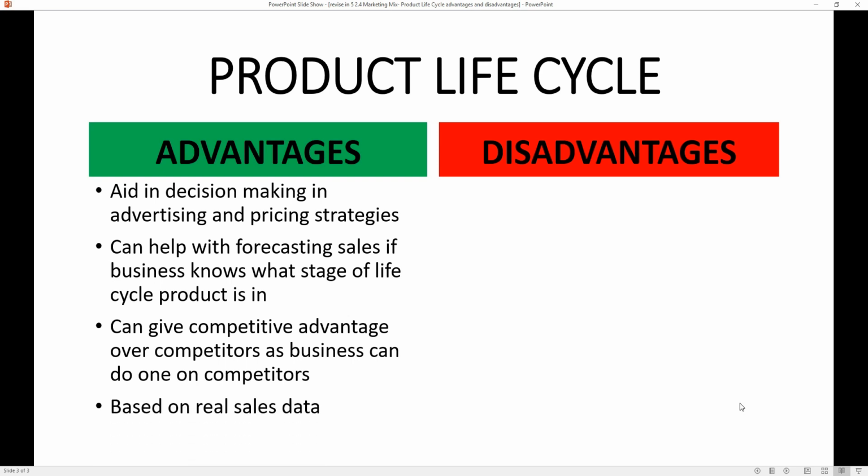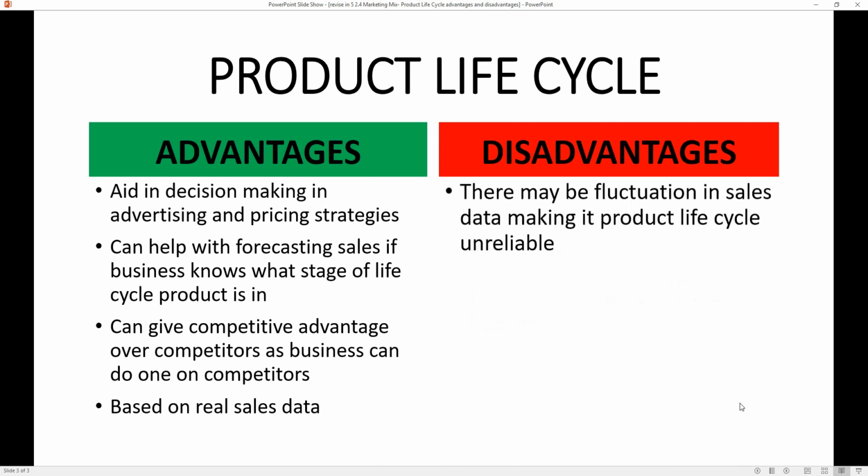And it's based on real sales data. Okay, so it's not a forecast, it's based on real tangible sales data, so you can see how well you've done. It's not an estimate, it's an actual figure. Okay. However, some disadvantages are there's fluctuations in sales data, making the product life cycle unreliable.